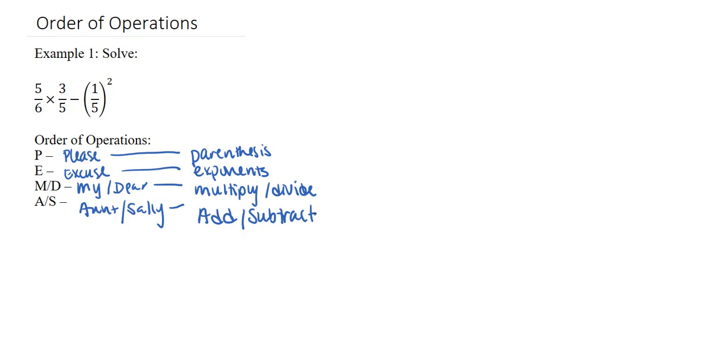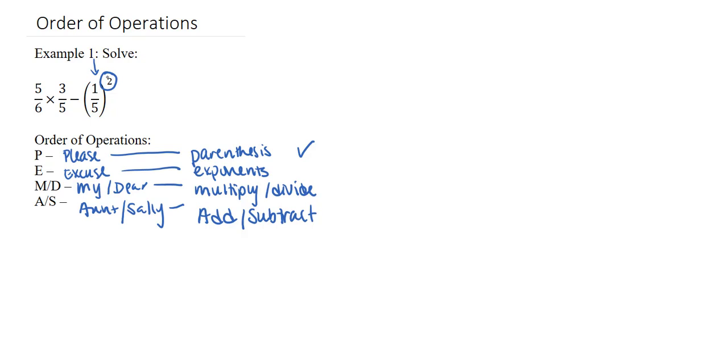So when we look at the first example, the only parentheses we have is this right here. It's just 1 over 5. There aren't any operations inside the parentheses, so we don't need to deal with anything there. We can say we did that part. There's nothing to be done, so we can move on. Now we look at exponents. Well, we can see we have an exponent. So that's the first thing we're going to do.